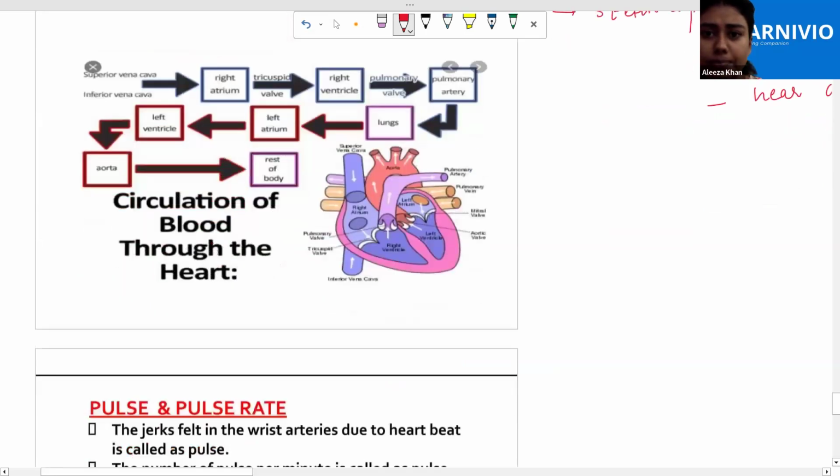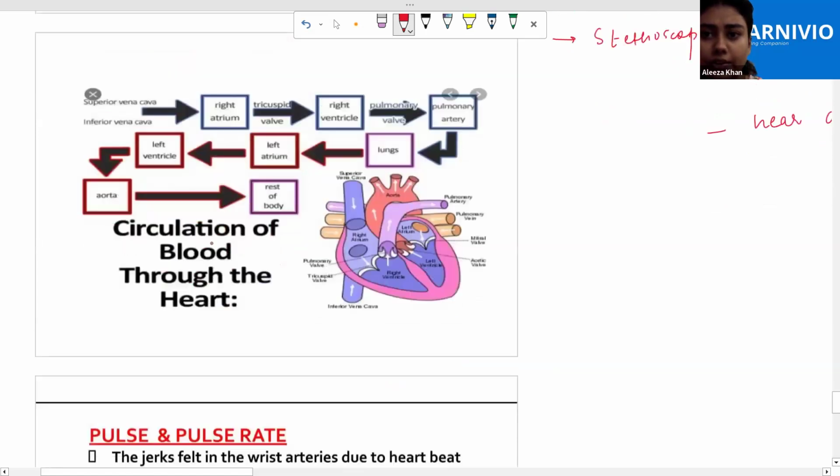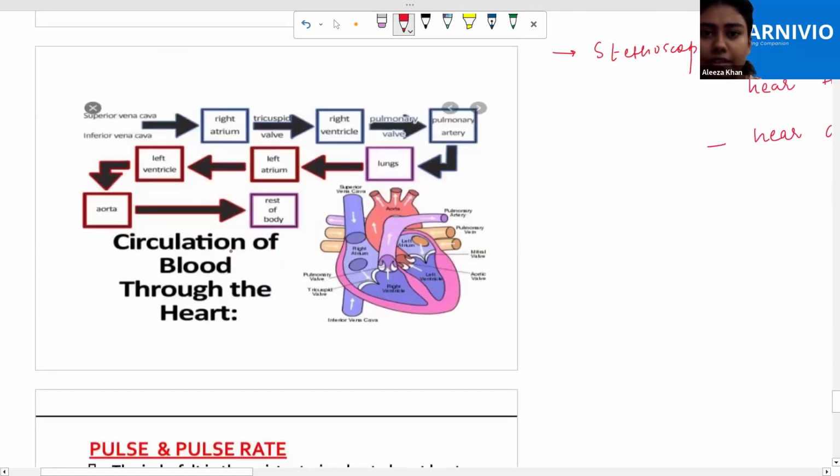I think you people don't have this part in your textbook. This we have already done with the video also. From the superior and inferior vena cava, these are your two veins, your blood is going into the right atrium. This is the superior, this is the inferior vena cava. The deoxygenated blood is coming into the right atrium. From there, by the opening of the tricuspid valve, it is going into the right ventricle.